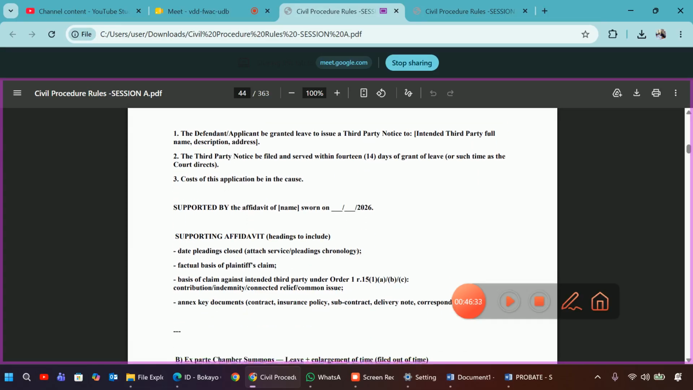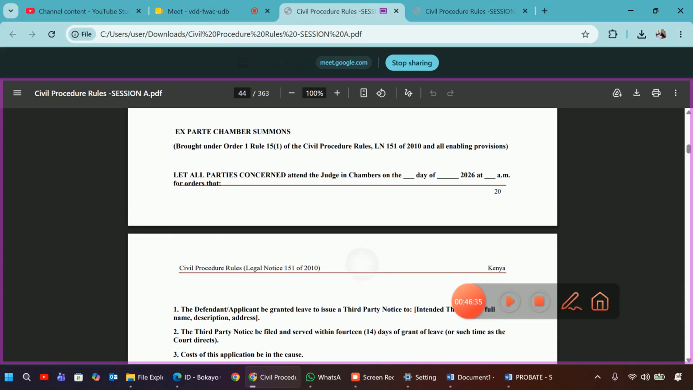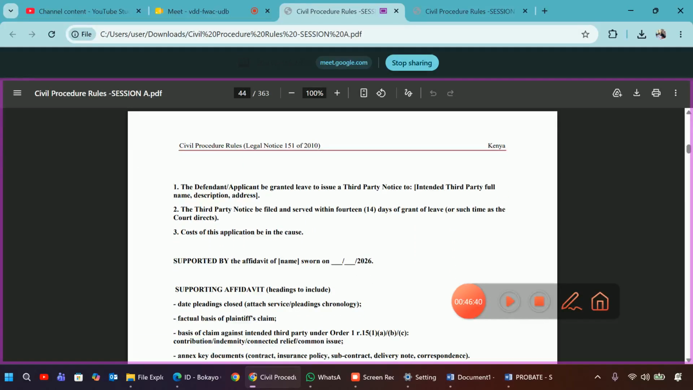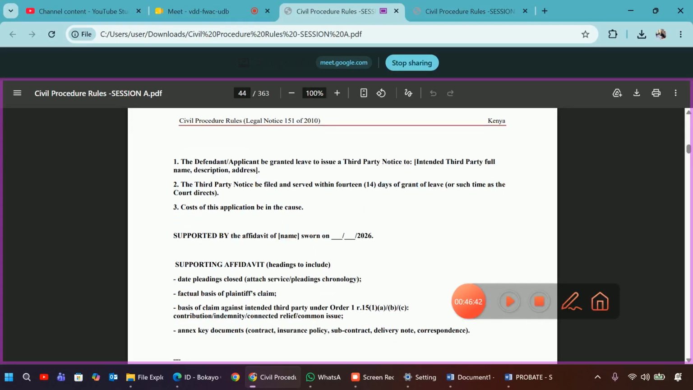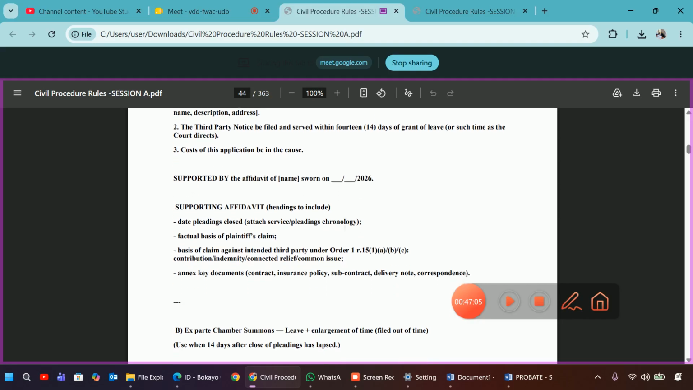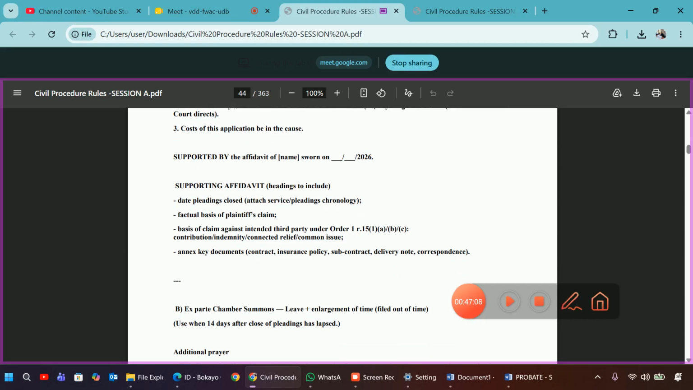Then what is the supporting document? Remember, when it comes to ex parte chamber summons, you could have stated the grounds thereunder that you are seeking for indemnity, contribution, and the basis is that it is arising from the same facts and issues. So what is the supporting affidavit coming to do? It is coming to annex any contract that you are relying upon and other enabling documents that will prove contribution, indemnity, and connected relief or common issue that is arising.